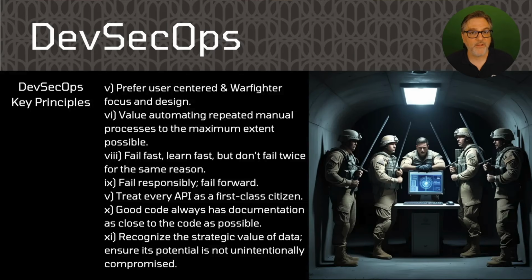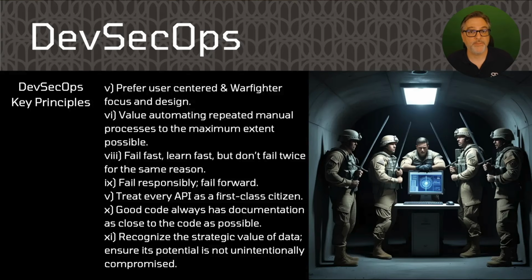Next up, fail fast, learn fast, but don't fail twice for the same reason. I mentioned this earlier when we were talking about experimentation. Yes, take the big swings, make the big bet. When it doesn't work out, or if it doesn't work out, learn quickly, learn from those mistakes. Make sure you document them and move them forward. That's part of the feedback loop mechanism as well. Something doesn't work, feed it back into the design process so that you're learning from that mistake.